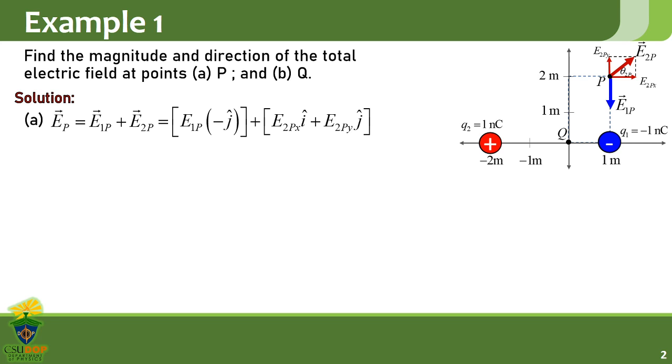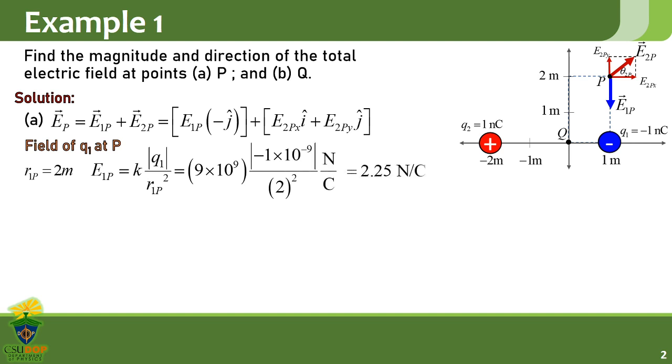We first solve for the electric field due to Q1. Before we apply Coulomb's law for electric fields, we first need the distance from Q1 to point P, R1P. In this case, R1P is 2 meters. Using these and the value of Q1, we can then solve for the magnitude of E1P and get a value of 2.25 newtons per coulomb.